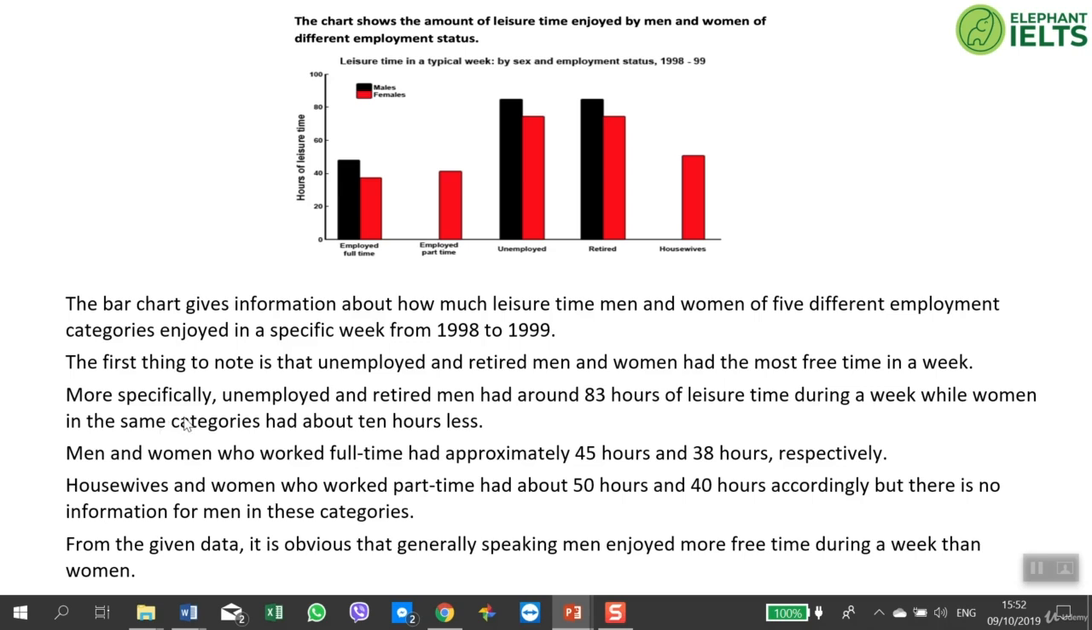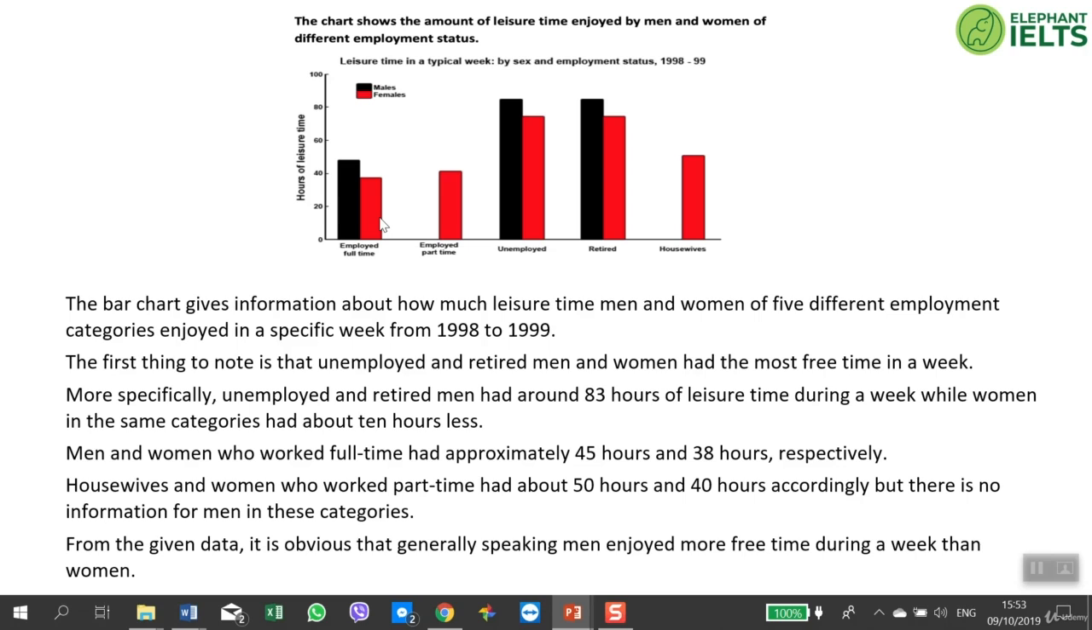More specifically, unemployed and retired men had around 83 hours of leisure time during a week. So we put unemployed and retired men together because they're very, very similar, aren't they? While women in the same categories had about 10 hours less. Look at that, about 10 hours less. So you see, we're finished with those 2 categories all in one sentence. We've put all the data and we have summarized the information. Now we go to the next paragraph.